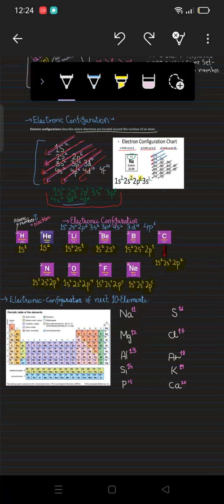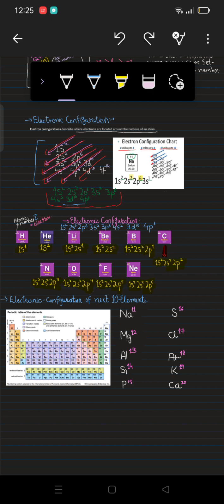Okay, so as in the last video, we have discussed and proven the electronic configuration of the initial 10 elements of the periodic table, which includes hydrogen, helium, lithium, beryllium, boron, carbon, nitrogen, oxygen, fluorine, and neon. Alright, how did we decide why the electrons will be going in the 1s2?